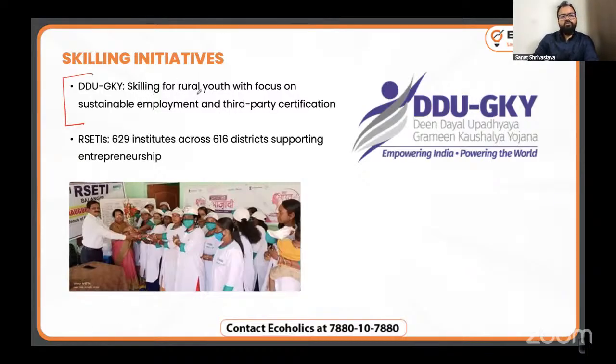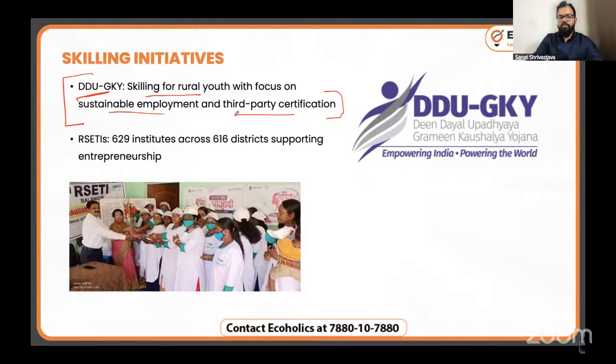So skilling for rural youth, Gramin Kaushal Yojana, Deen Dayal Upadhyay, DDU. The focus is on sustainable agriculture, third party certification, because to maintain the quality of it. So rural livelihood is not agriculture alone.